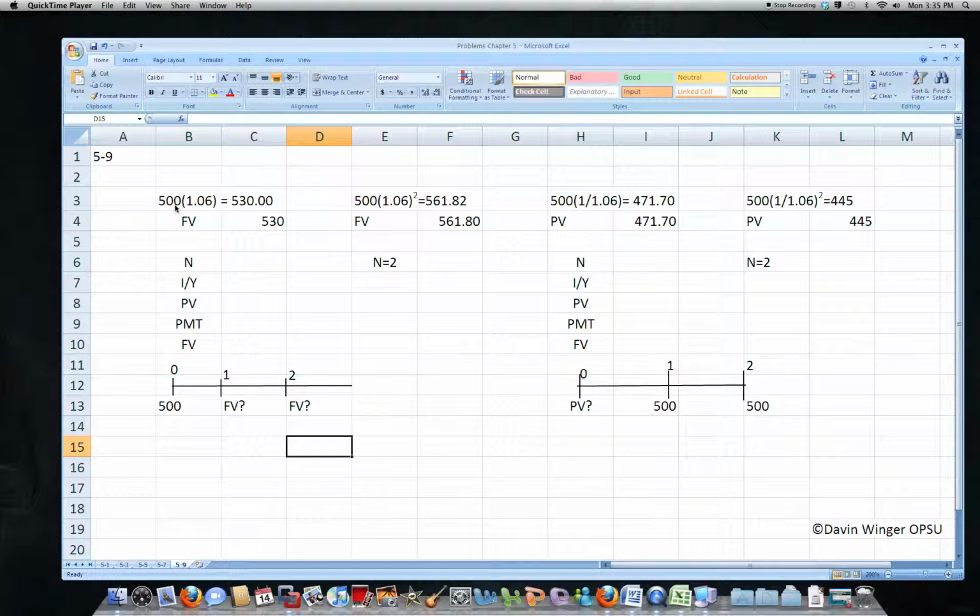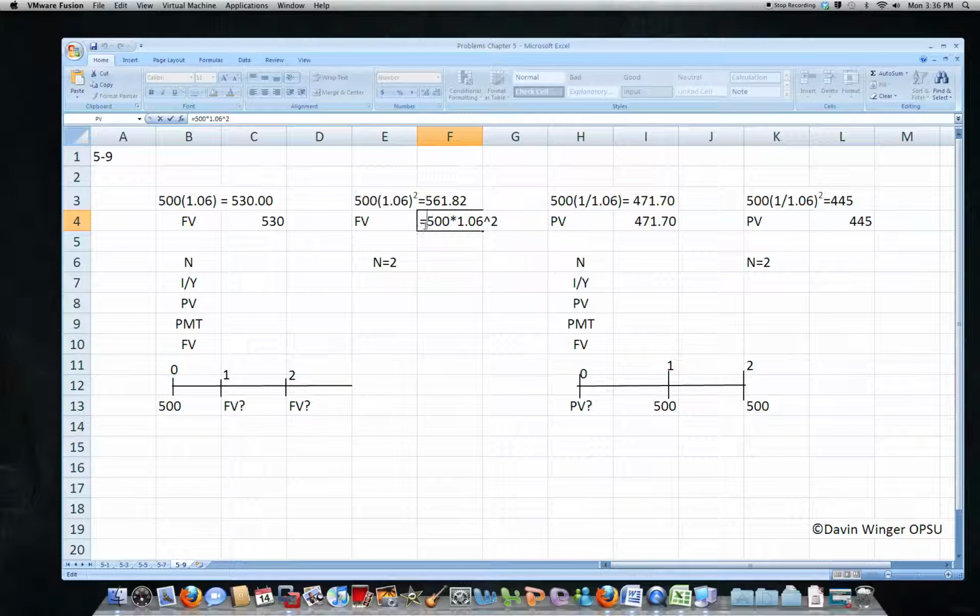Here's the arithmetic formula. 500 times 1.06 for 1 year equals $530. If you want to put it in your spreadsheet, you can write it like this: put your equal first, 500 times 1.06. For 2 years, it'd be 500 times 1.06 to the second power, equals 561.82. Or we can put it as a formula in the spreadsheet.